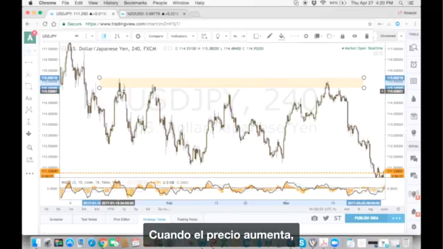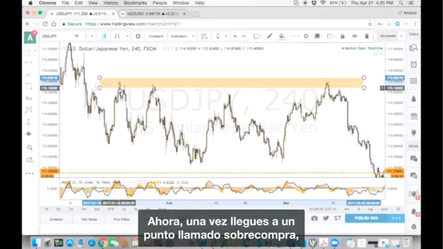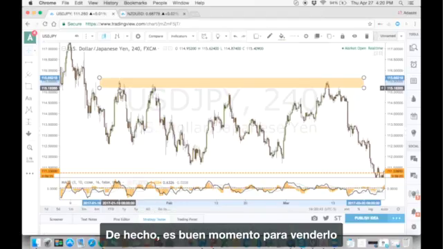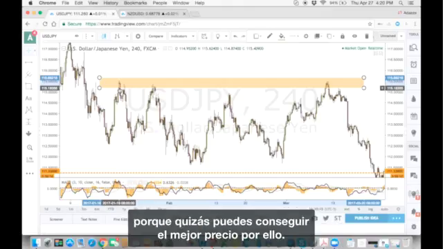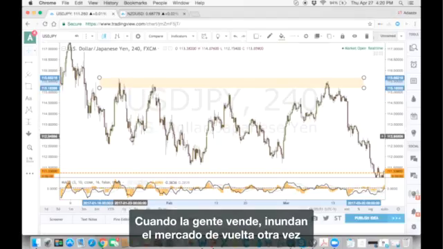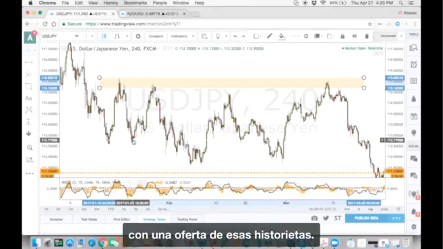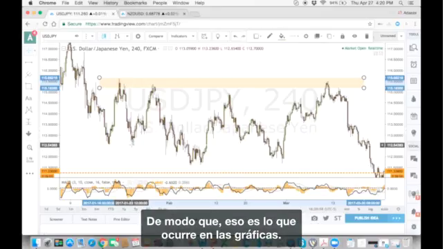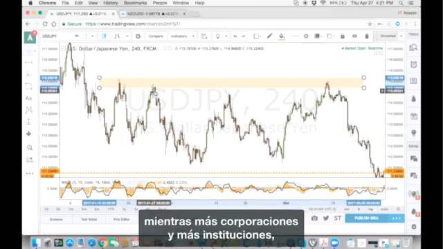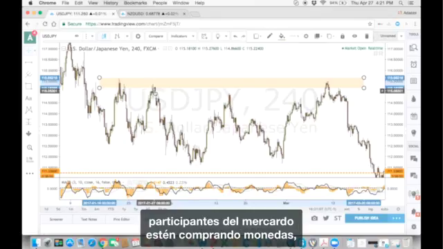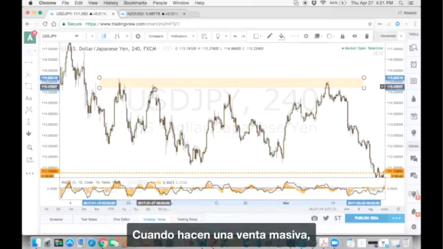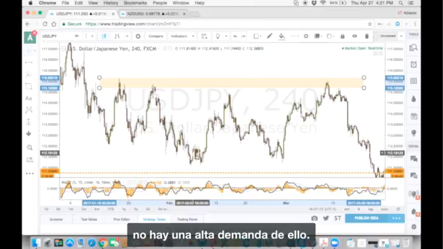As price raises, you can start to see that recorded on the charts. Now, once it gets to a point called overbought, meaning nobody else wants to buy it, it's too expensive now. In fact, this is a really good time to sell it because you probably could get top dollar out of it. That's what happens. People start selling off. Oh, this is a good time to sell. Great time to sell. As people sell, they flood the market back again with a supply of those comic books. And what happens? The value goes down. So that is what's happening in the charts. You're seeing it recorded, okay? Now, if you look at it from the currency standpoint, as more corporations and more institutions, market participants are buying up currencies, the value raises. When they do a massive sell-off, the value decreases because there's no longer a high demand for it.